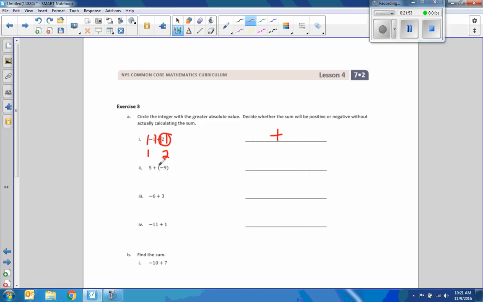Absolute value of 5 is 5, absolute value of negative 9 is 9. 9's absolute value is greater than 5's, and the sign of 9 was negative, so the answer was negative. Absolute value of 6 is 6, absolute value of 3 is 3, absolute value of 6 is greater than the absolute value of 3, and the sign was negative. 11 is greater than 1, it's negative, so that's going to be negative.